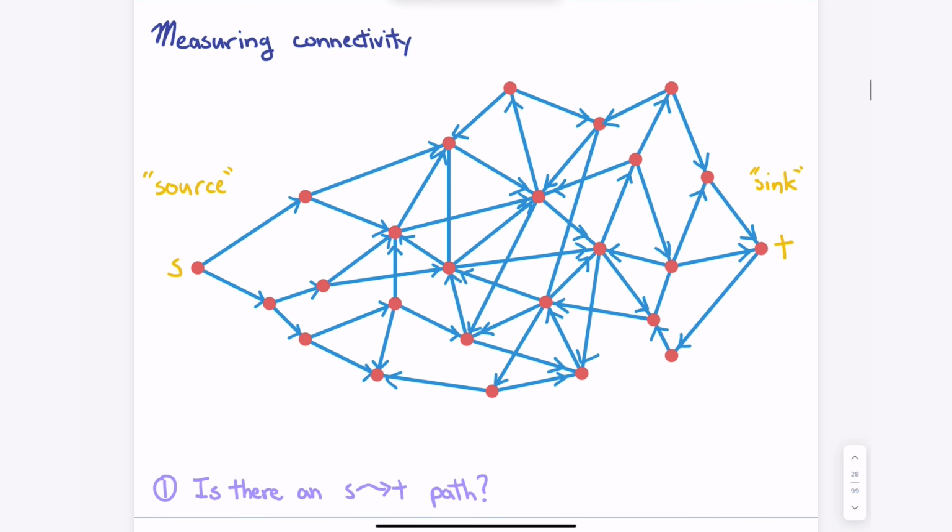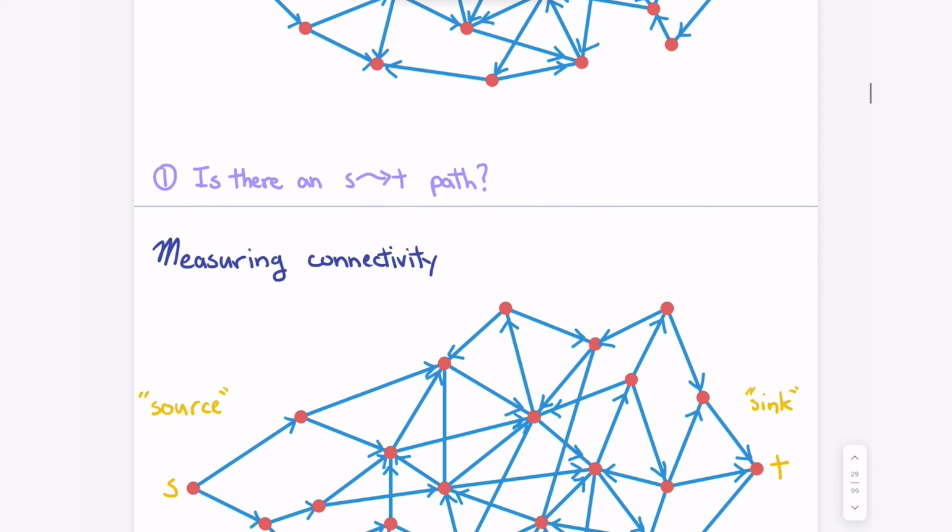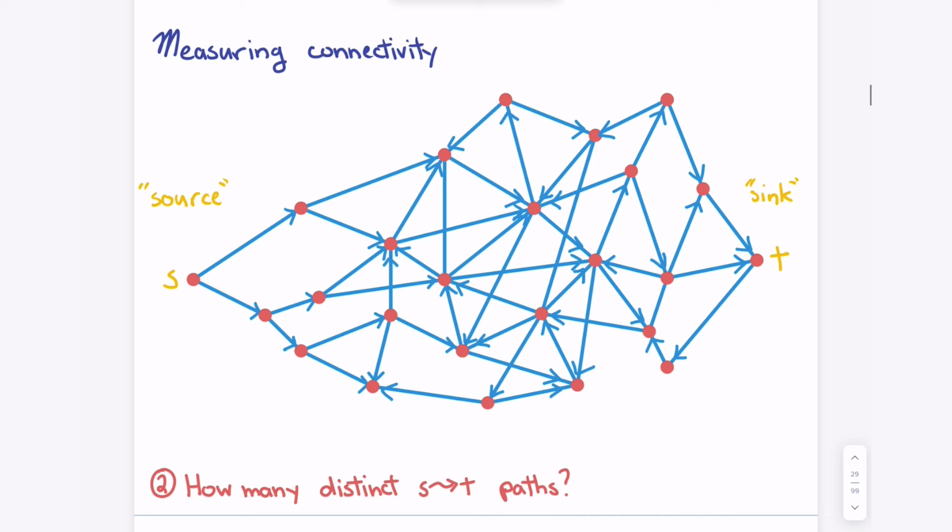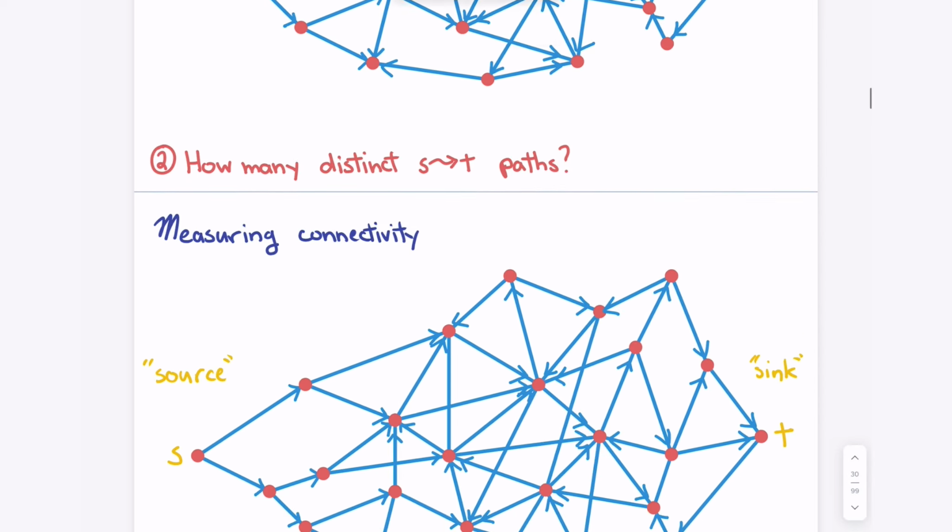All right, so there's a bunch of different ways to ask this question: how well are S and T connected? One is, is there an S to T path? That's like depth first search. Another might be, how many different S to T paths are there? How many ways can I get from point A to point B? That could be a lot.